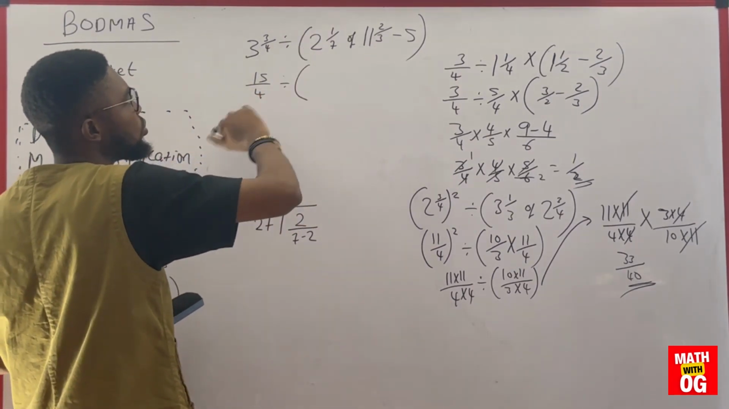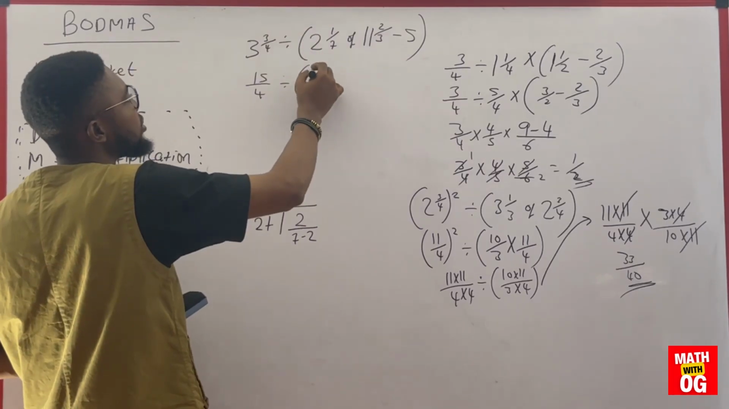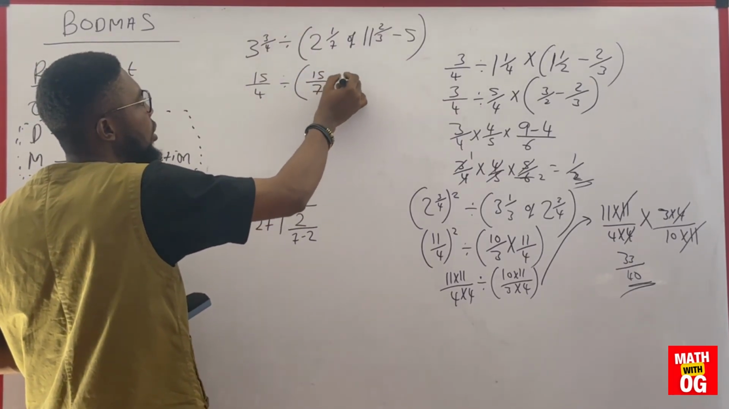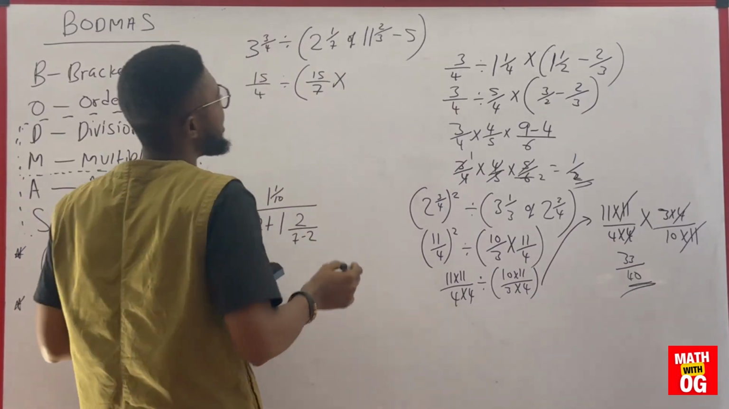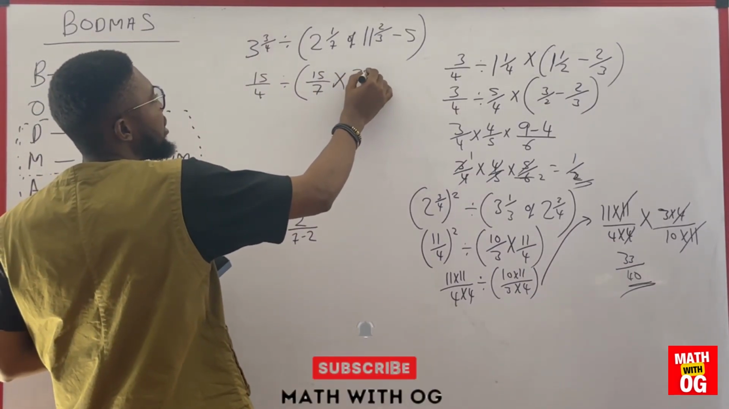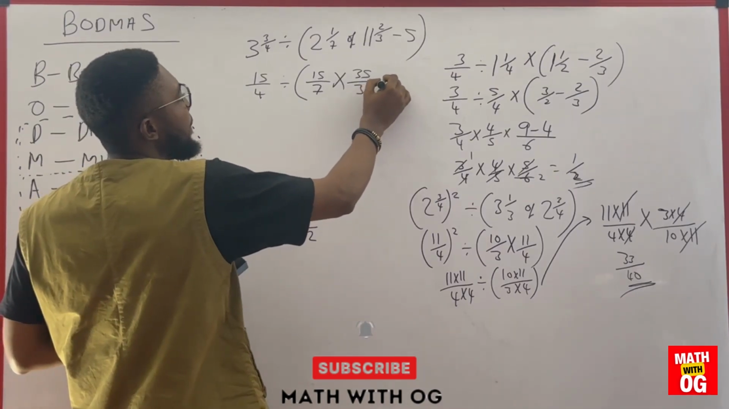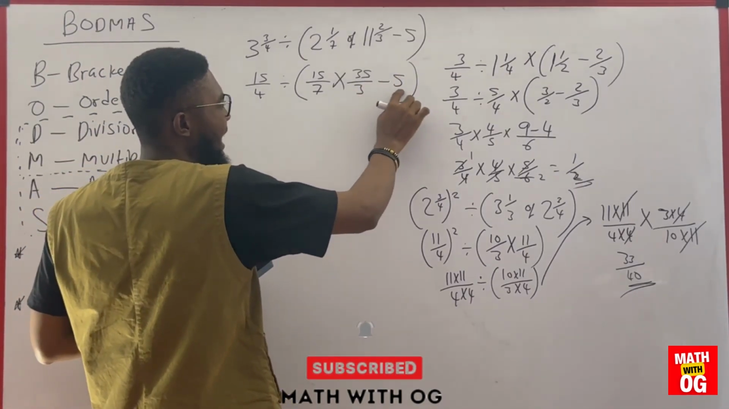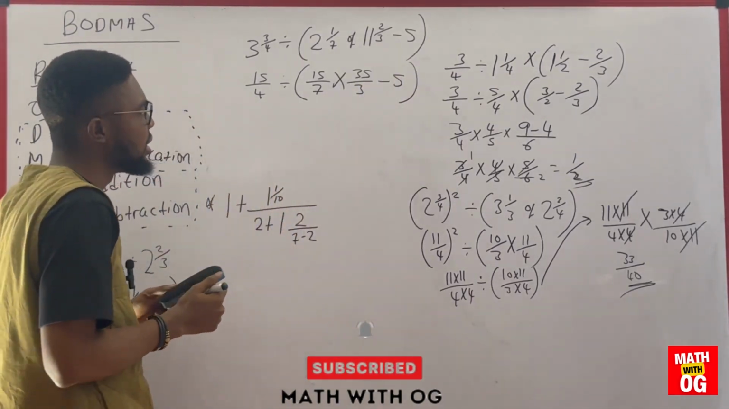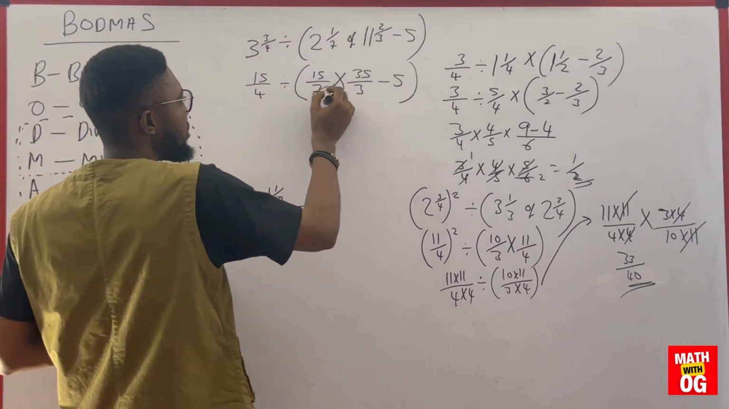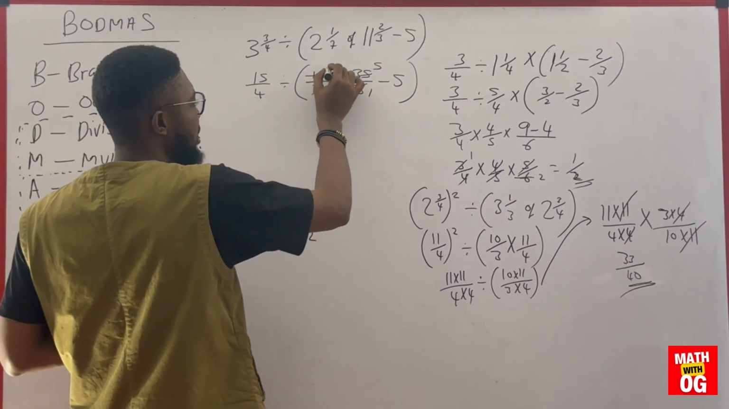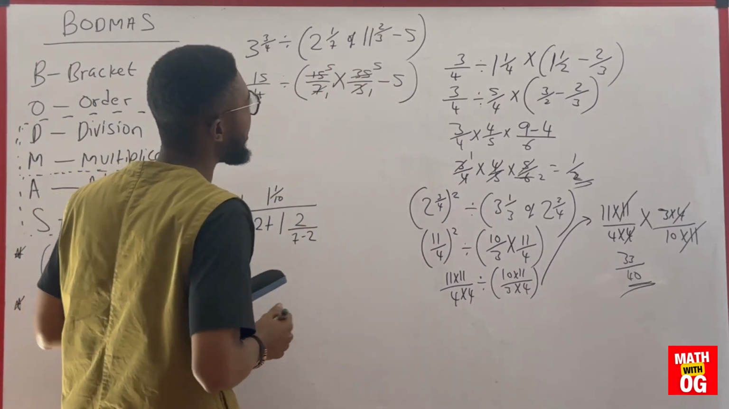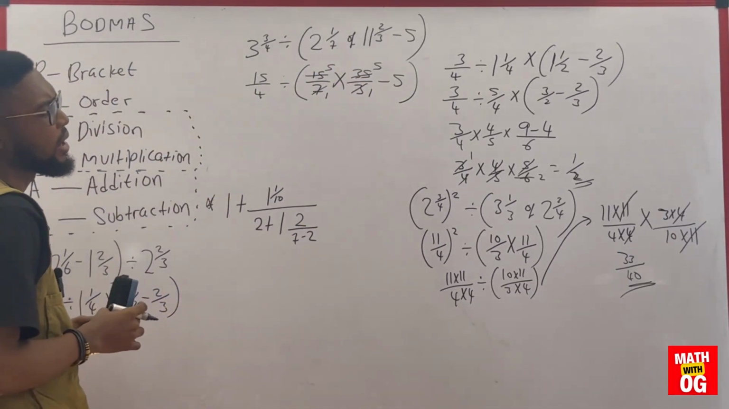So 7 times 2 is 14. 14 plus 1 is 15. 15 over 7. Of is multiplication. 3 times 11 is 33 plus 2 is 35. So I have 35 over 3 minus 5. Like I just said, I can't subtract when I have not multiplied. Now let's multiply. 7 here, 1. 7 here, 5. 3 here, 1. 3 here, 5. So at the numerator, I have 5 times 5, which is 25.